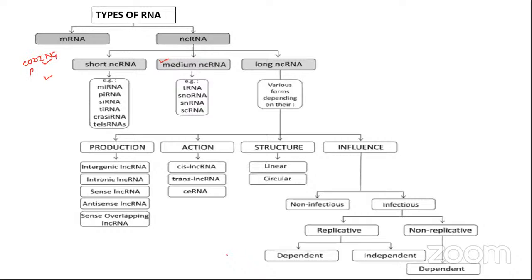So this is known as coding RNA because this is the only type of RNA which codes for protein. The rest of the other types of RNA come in the category of non-coding RNA. This can be further divided into short, medium and long non-coding RNA depending on the length of the RNA. Short non-coding RNAs include microRNA, piRNA, siRNA and all these other types.